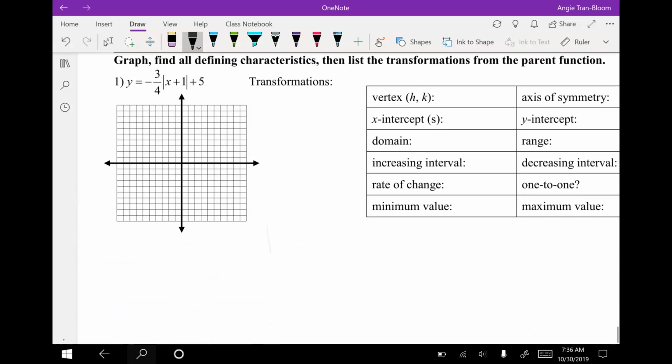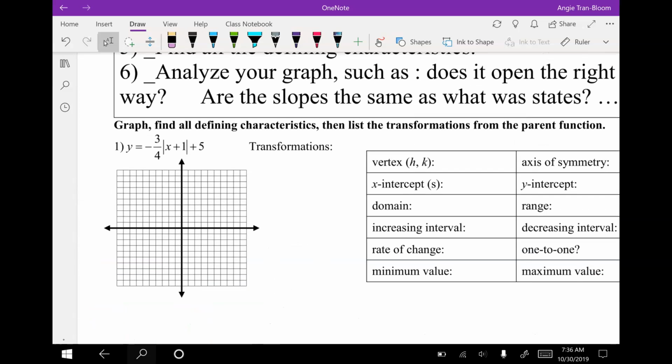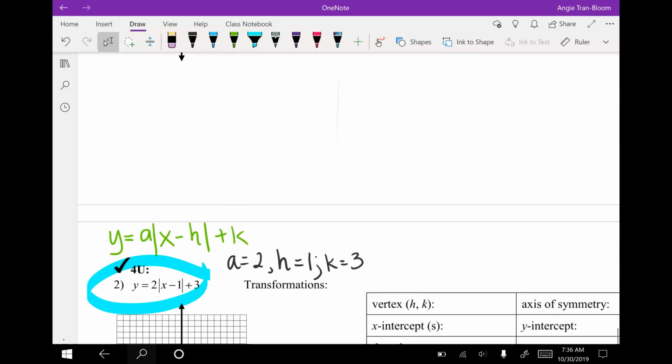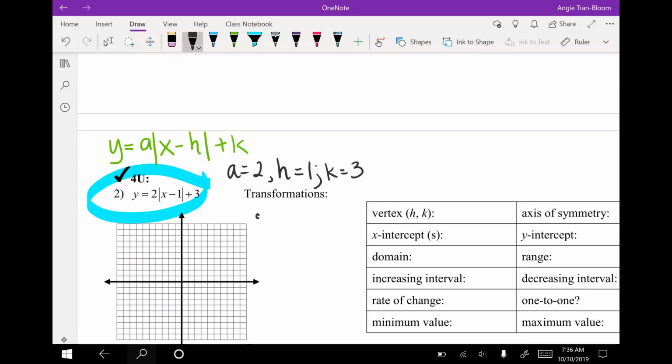Yesterday's notes, would you guys agree that a was a negative 3/4? So that creates how many transformations? 2. One's for the negative and one's for the 3/4, okay? So we're going to state the transformations. I have 3 transformations. I'm going to do 3 bullets right there. In your notes somewhere, I would like for you to state these verbally. Okay, you have plenty of space.